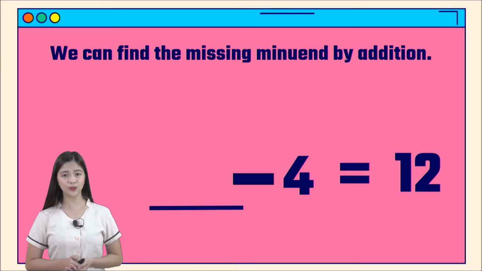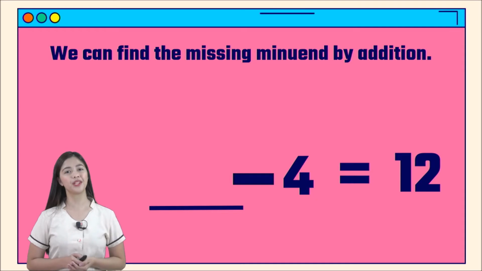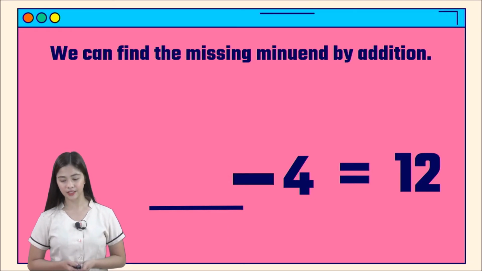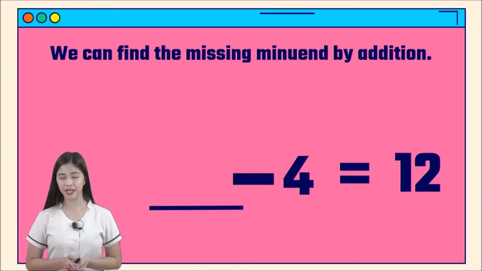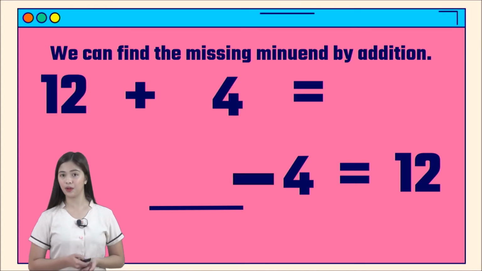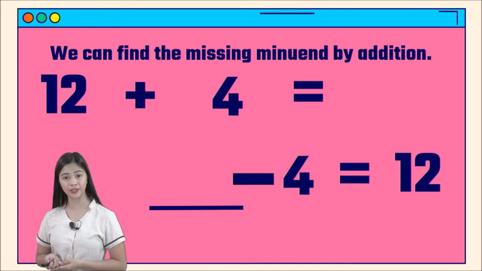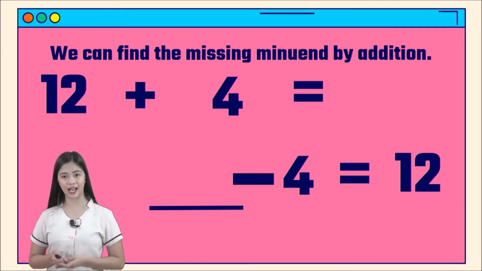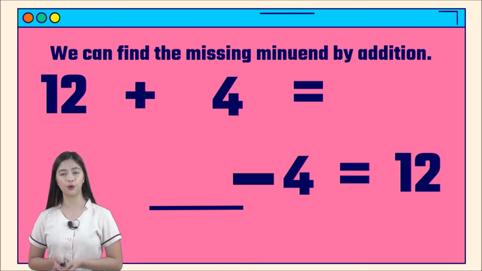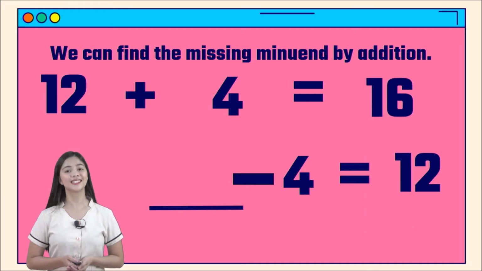So what should we do? We are going to add the difference and the subtrahend. To be able to get the minuend, we need to find the sum first. Let's have 12 plus 4. 12 is our difference in our subtraction and 4 is our subtrahend. Now, 12 plus 4 is equal to 16.